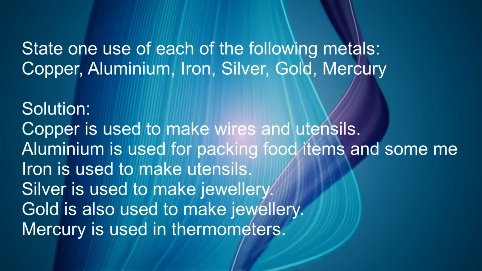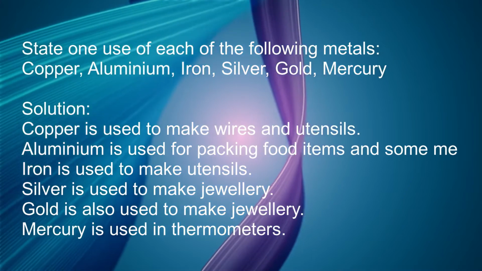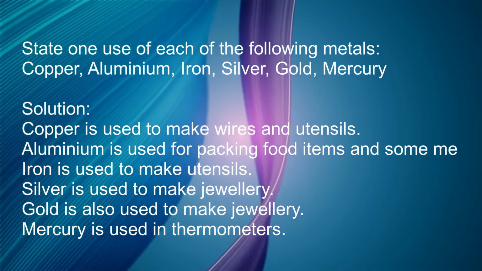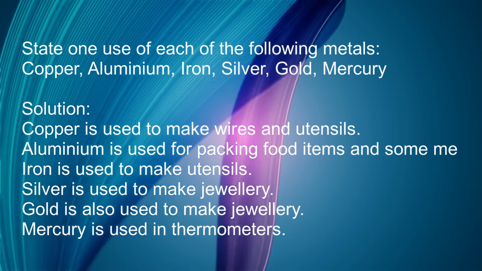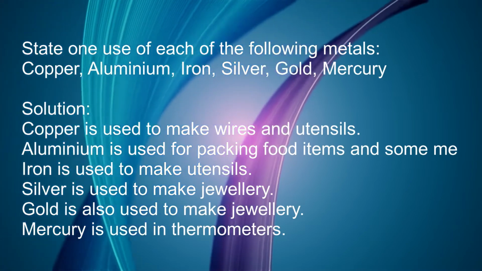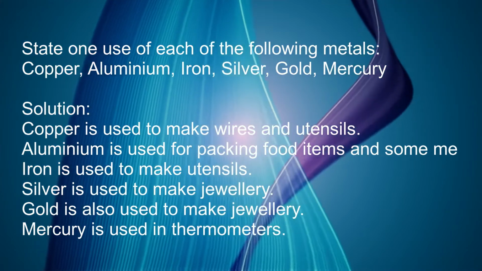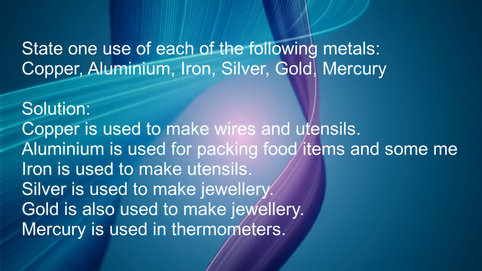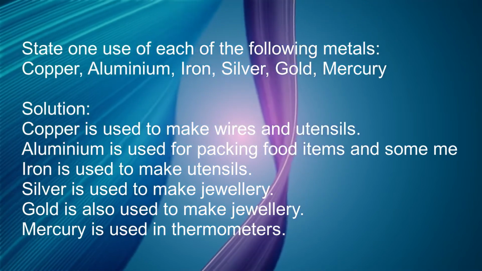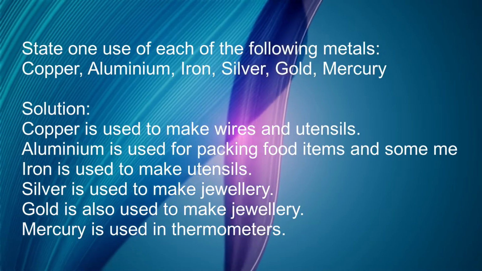State one use of each of the following metals: copper, aluminium, iron, silver, gold, mercury. Solution: copper is used to make wires and utensils. Aluminium is used for packing food items and some medicines. Iron is used to make utensils. Silver is used to make jewelry. Gold is also used to make jewelry. Mercury is used in thermometers.